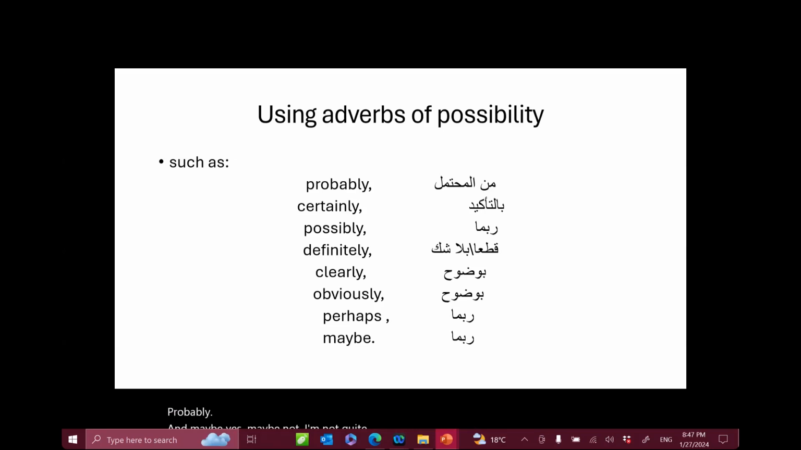طب إيه اللي بيعبر عن ال assurance؟ كلمة certainly or definitely. Definitely. اوكي، لما اكون بشرح حاجة وابقى متأكدة من ان كلامي دوت صح، او اللي قدامي بيتكلم صح، اقول له obviously yes, what you're saying is quite true. Obviously. Okay, or clearly. Okay, let's see how to use these adverbs of possibility.